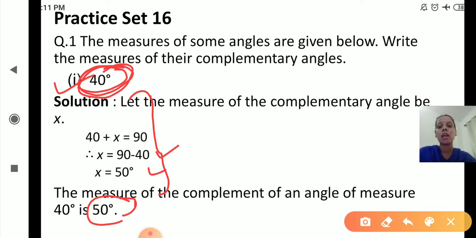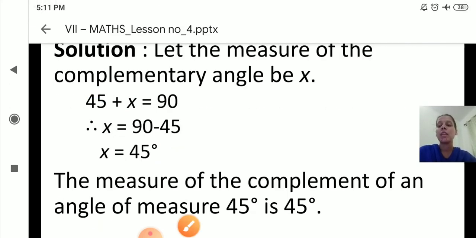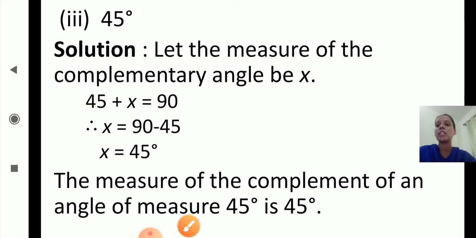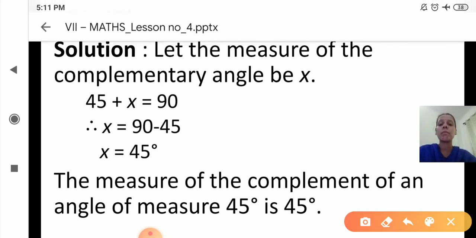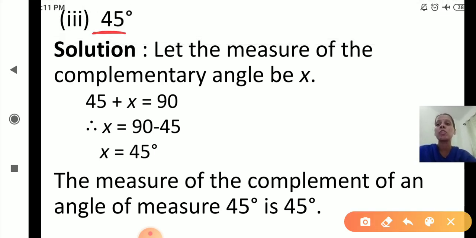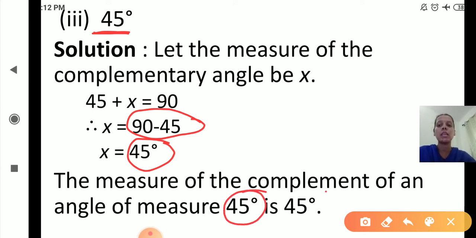Now the next sum is, if the measure of one angle is given, that is 45 degrees, then what is the measure of the other angle which is complementary to 45 degrees? That is 90 minus 45, so the answer is 45 degrees. So what is the complementary angle of 45 degrees? That is 45 degrees. Yes, the measure of the complement of 45 degrees is 45 degrees.